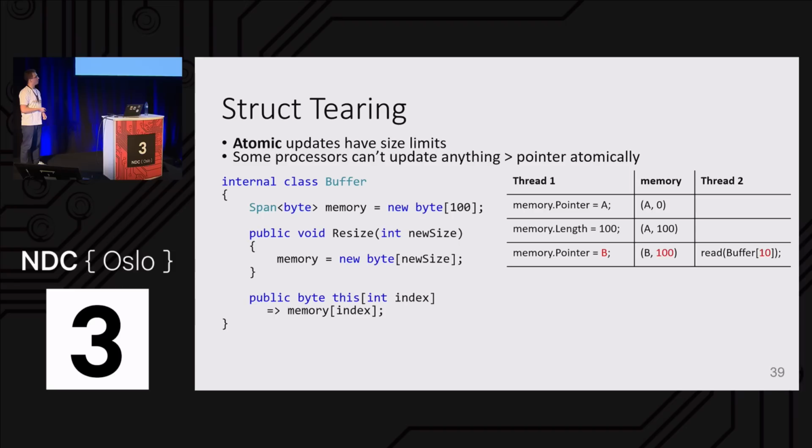And the real problem begins when other threads want to read at the same time. Because what it can see is B and 100. And we just wanted to set the max length to 1. So when it tried to read the 10th element of the buffer, it should get an array index out of bounds exception. But what it got, it read a random value from memory.